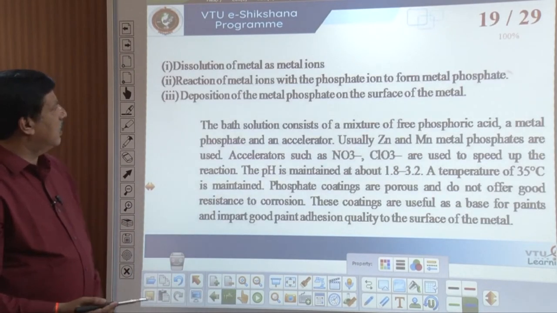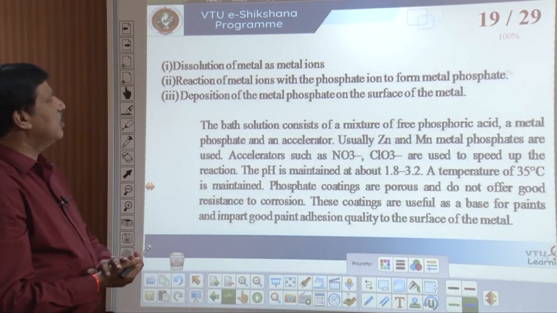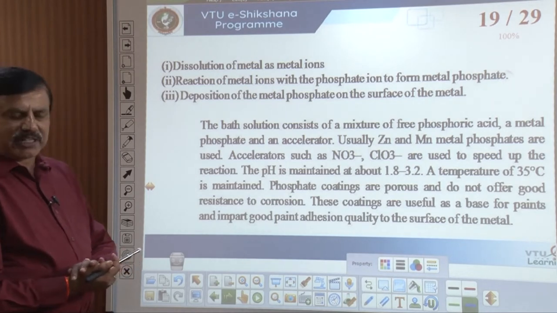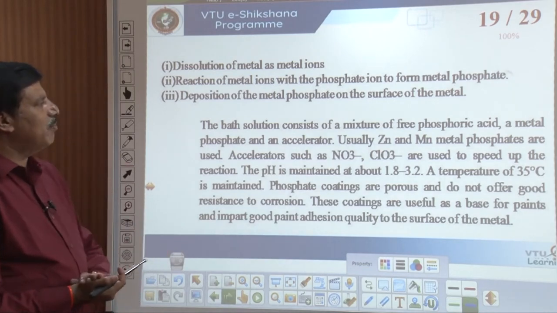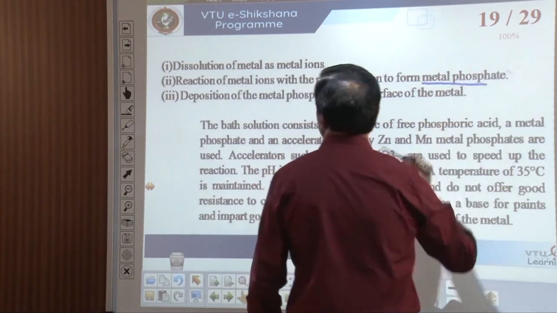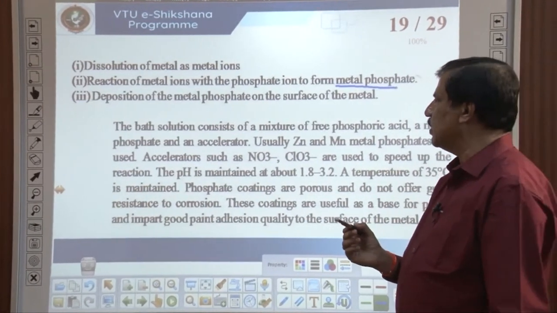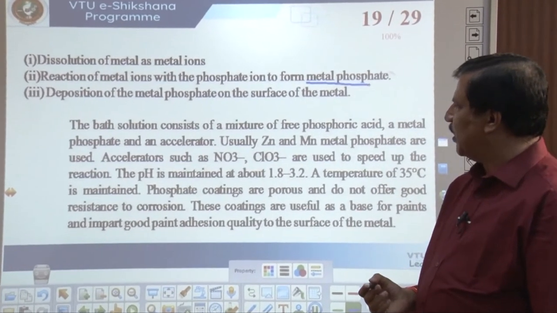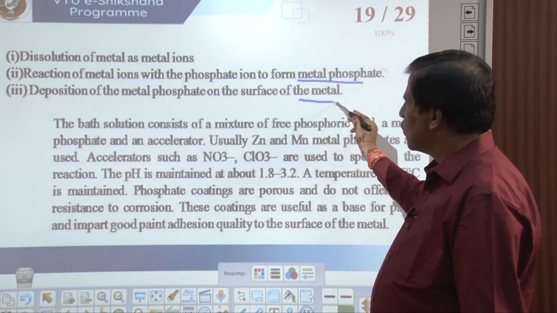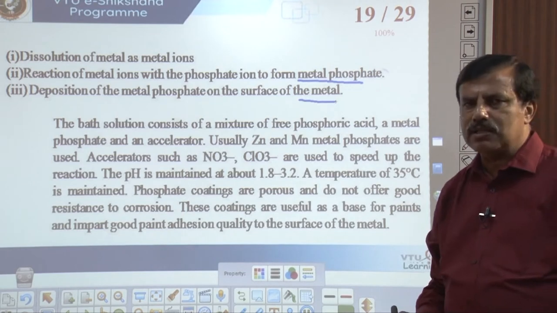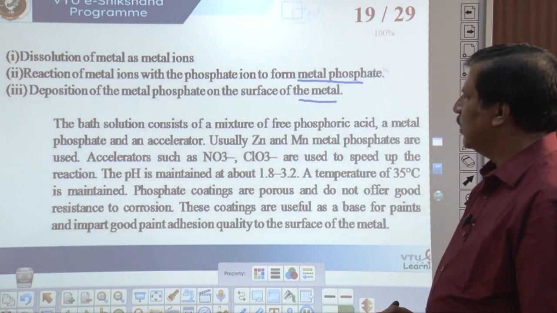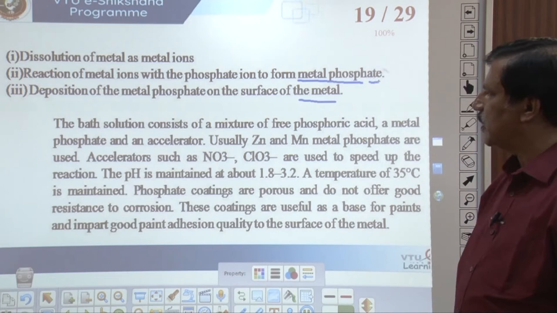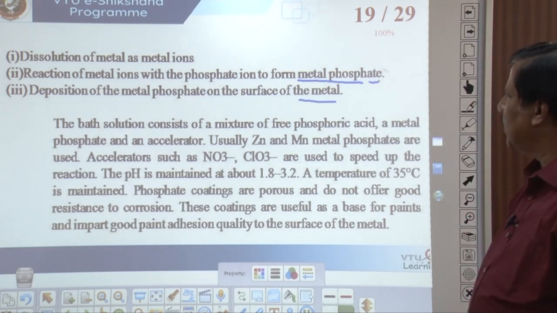So now, step one: dissolution of metal as metal ions, metal into metal ions. Number two: reaction of metal ions with the phosphate ion to form metal phosphate. Number three: deposition of the metal phosphate on the surface of the metal. So these are the three steps: dissolution of metal as metal ions, reaction of metal ions with the phosphate ion to form metal phosphate, and deposition of the metal phosphate on the surface of the metal.